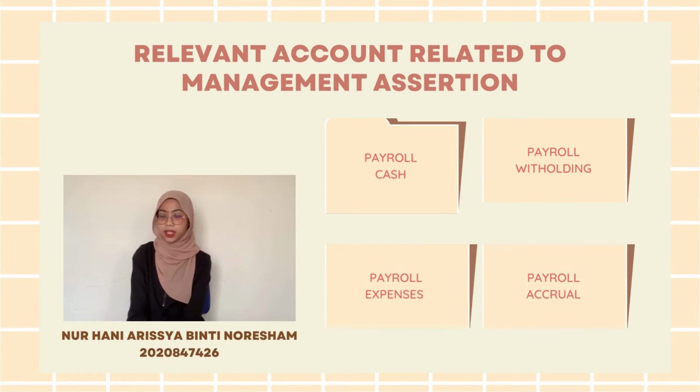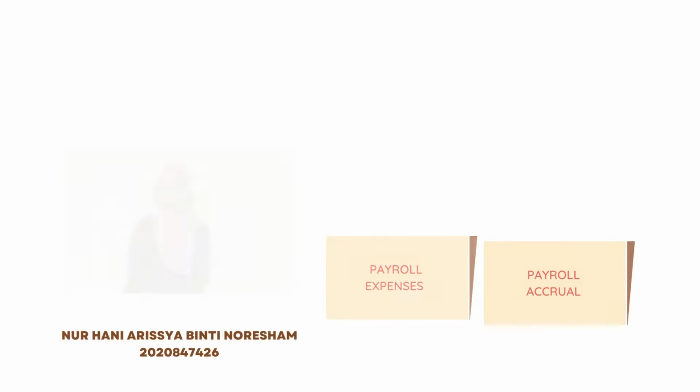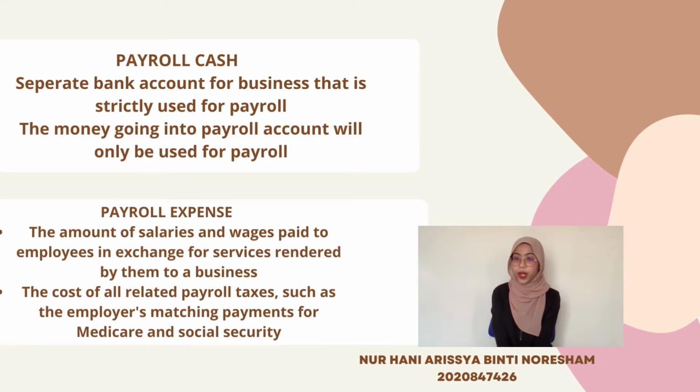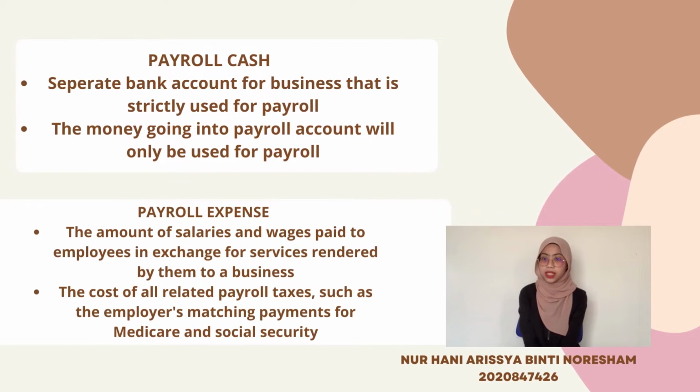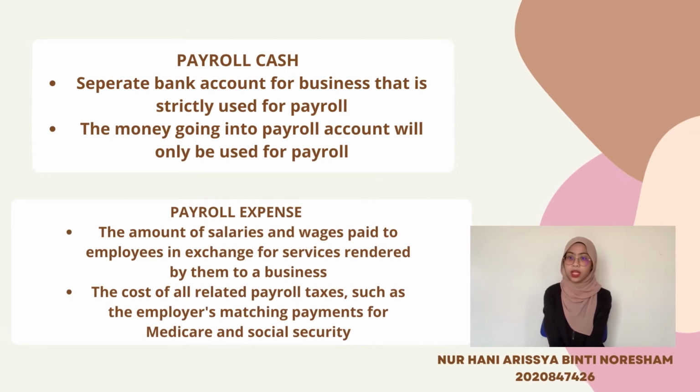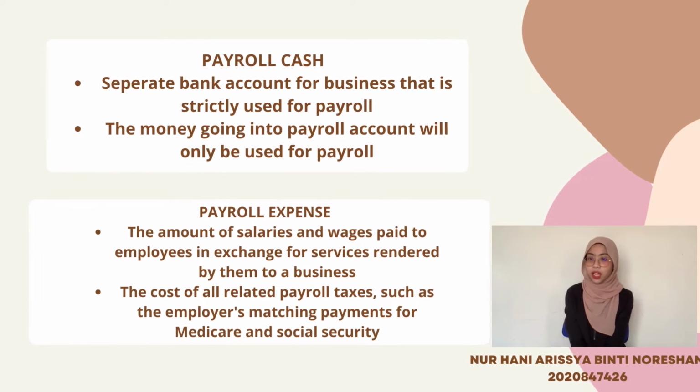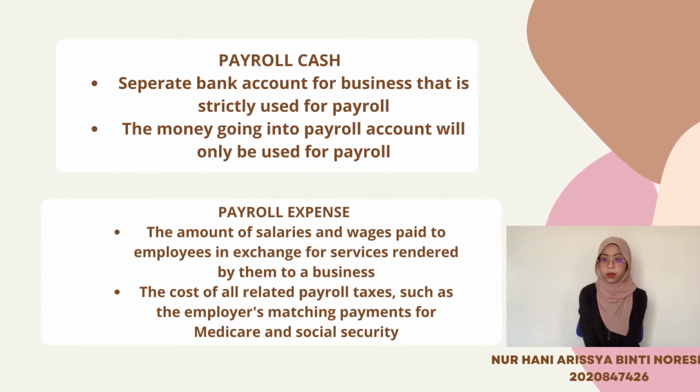Next in the topic are the relevant accounts related to management assertions. There are four: payroll cash, payroll expenses, payroll withholding, and payroll accrual. Let me explain payroll cash in detail. It's a separate bank account for a business that is strictly used for payroll. The money going into the payroll account will only be used for payroll.